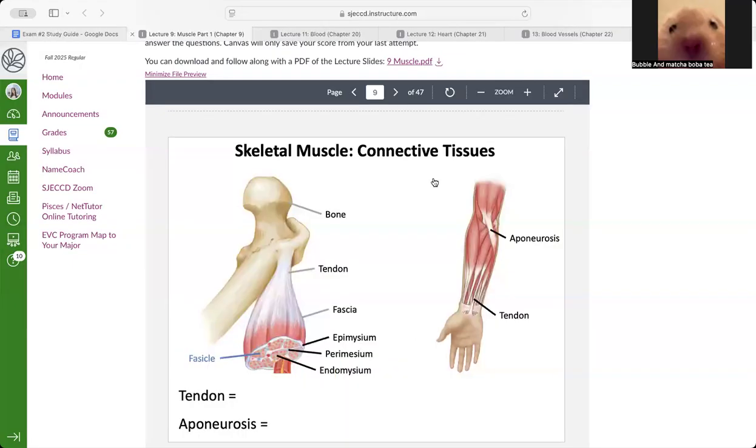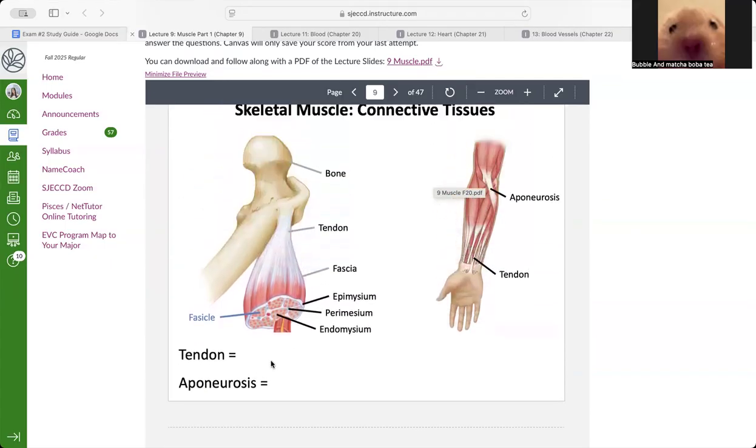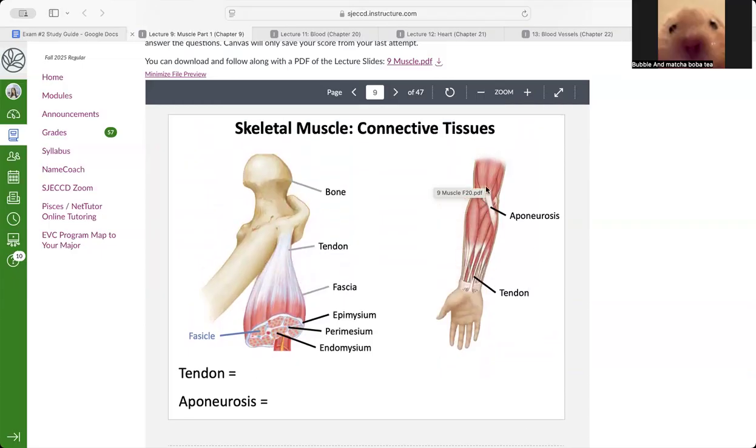So a tendon is dense regular connective tissue and attaches the muscle fascia to the bone periosteum. And the endomysium surrounds and continues around. And aponeurosis is a broad, flat tendon. So aponeurosis is right here, while the tendon right here is dense regular connective tissue. And this is connected to the periosteum.